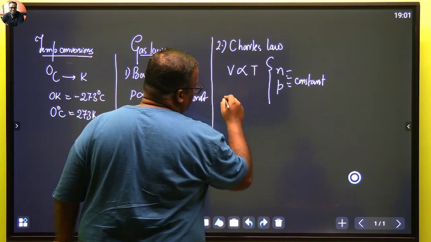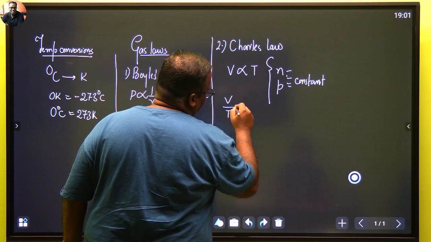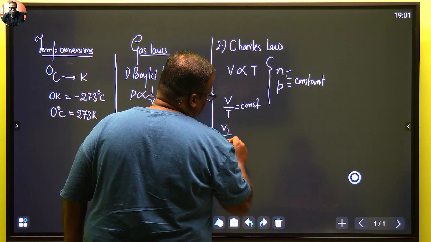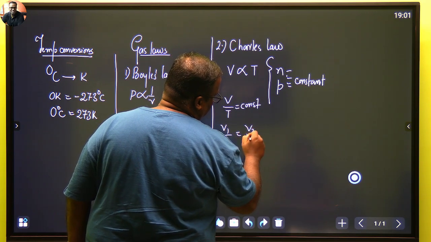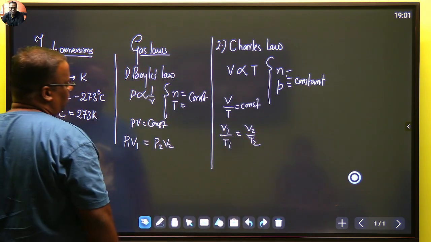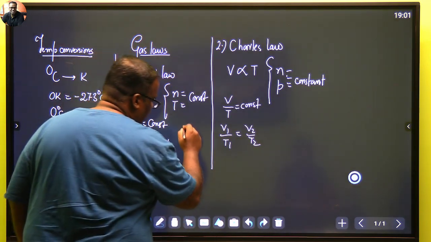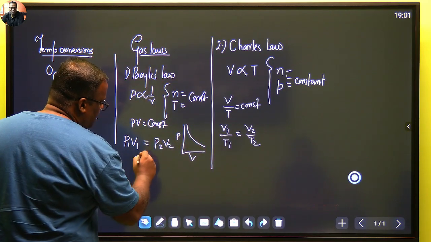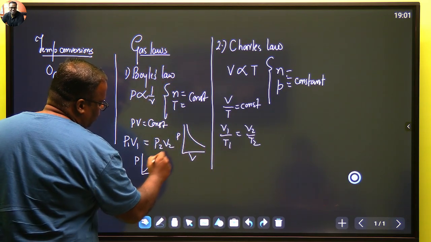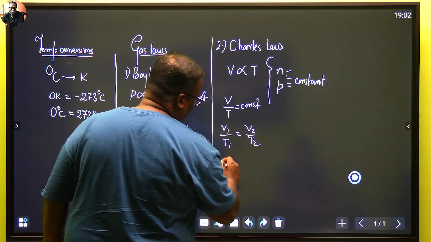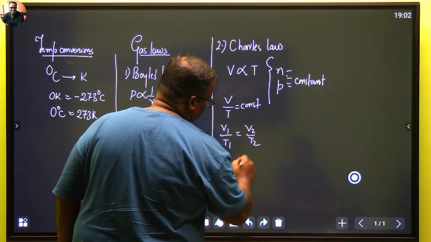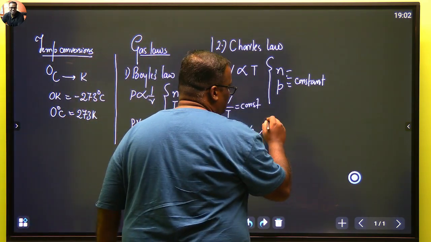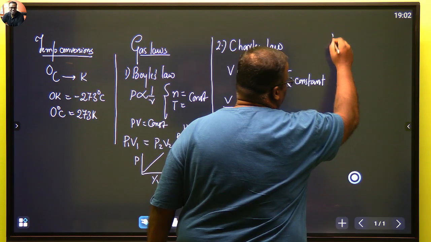So from here, the relation we will get is V by T will be equal to constant. That means scenarios will come up as V1 by T1 will be equal to V2 by T2. Okay. If we talk in terms of graph, a PV graph will always look like this, whereas a P over 1 upon V graph will always look like this. A VT graph will always look like this. And in these problems, remember the temperature should always be in Kelvin, not in Celsius.